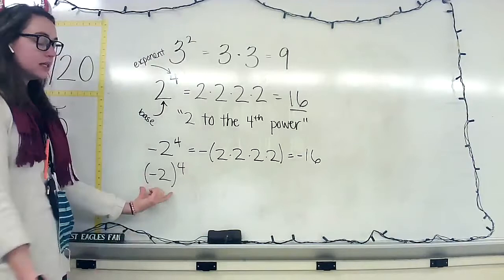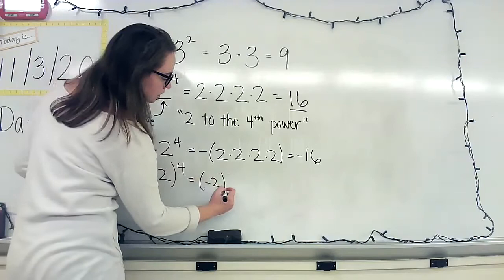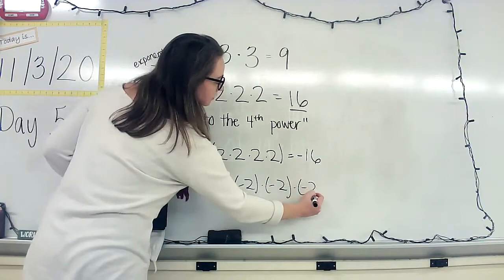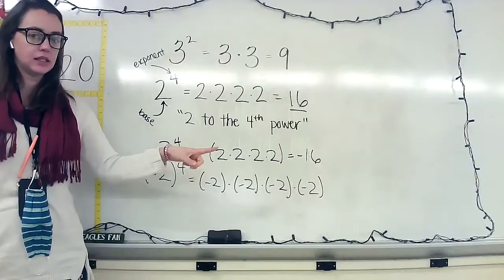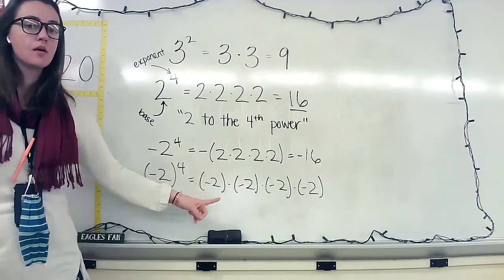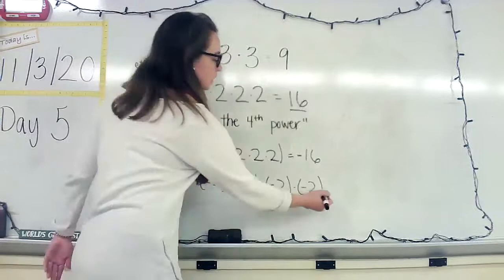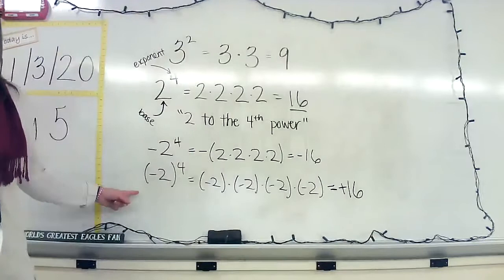But here, this negative 2 is being multiplied 4 times. Negative 2 times negative 2 times negative 2 times negative 2. Now I know the 2 times 2 times 2 times 2 is still going to be 16. But looking at the sign here, negative times a negative is positive. Positive times a negative is negative. Negative times a negative is positive. So this will go back to positive 16. So these parentheses really make a difference.